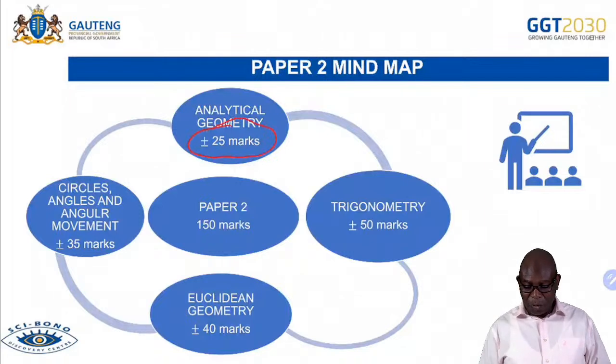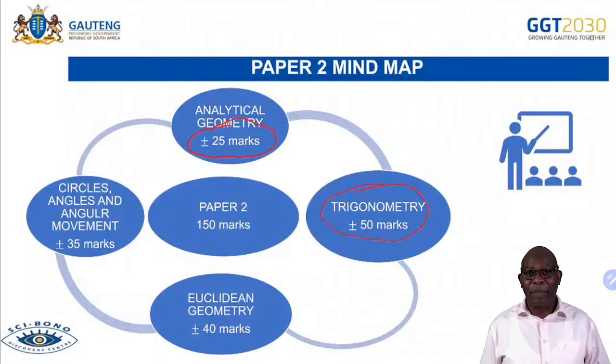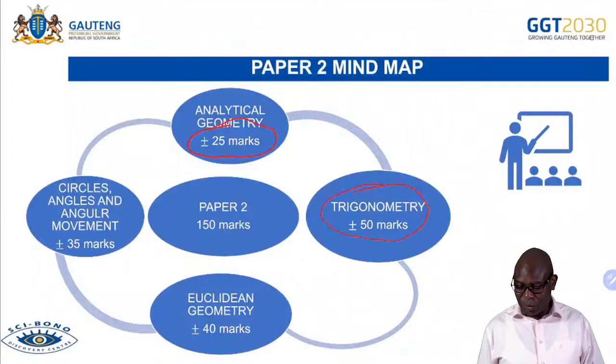The other topic that we're going to look at is trigonometry, which gives us plus minus 50 marks. So we also want to check the number of questions that we're going to have in trigonometry that can make us achieve up to 50 marks. So the two, analytical geometry and trigonometry, make up half of the marks of that paper. In other words, it's 75 marks, which makes half of paper 2. So we're going to look at that today.